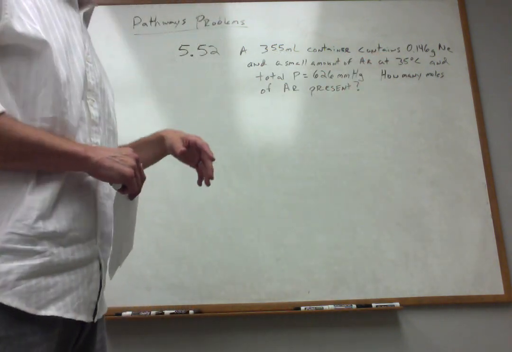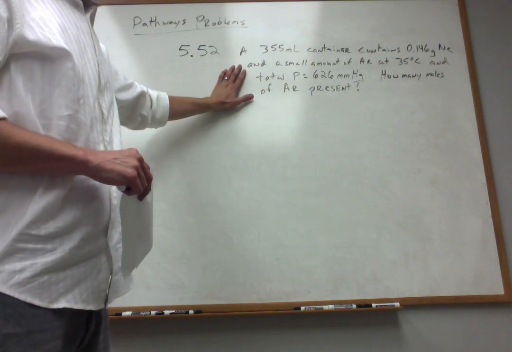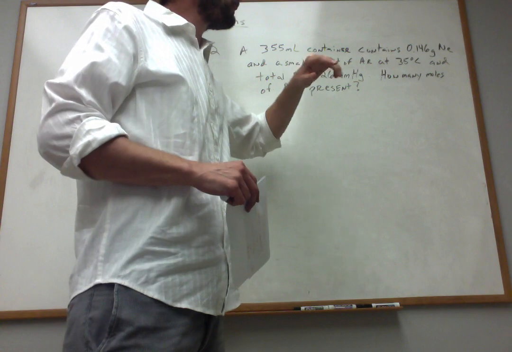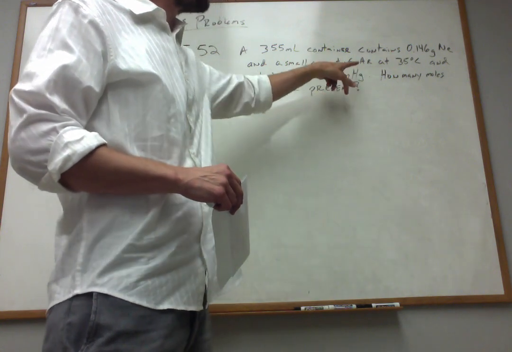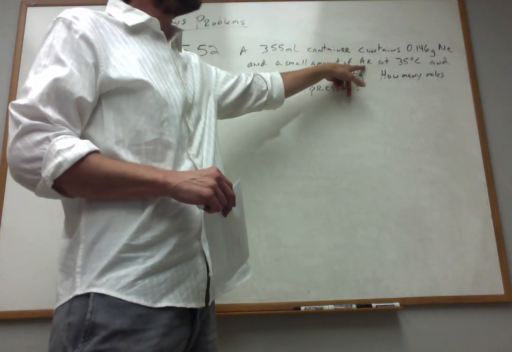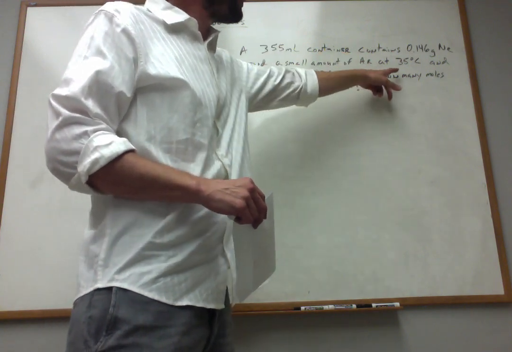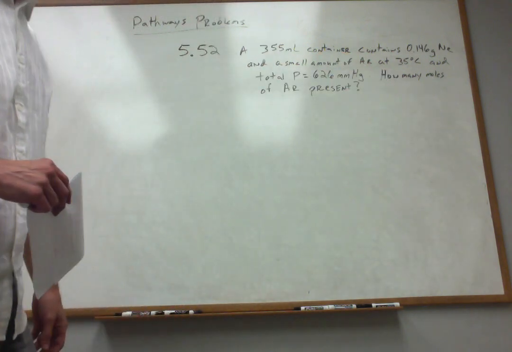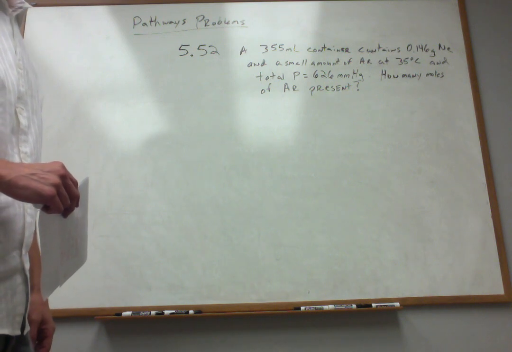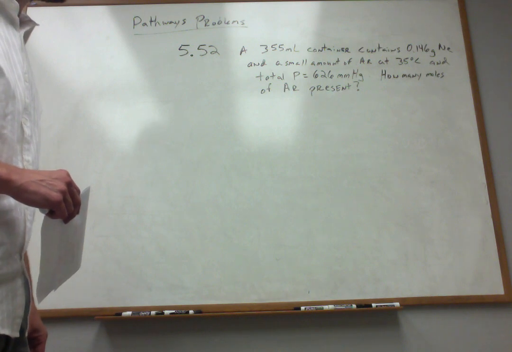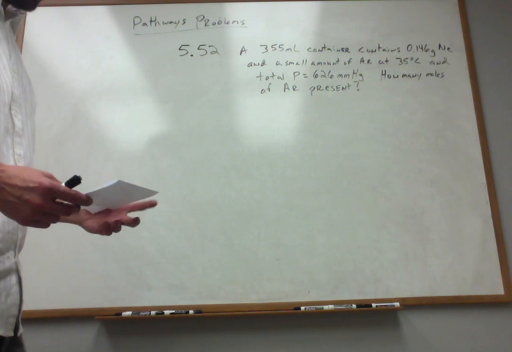It's fancy chemistry language, right? And also we've added a small amount of a different gas here, so argon. So we're mixing the neon and the argon. Now we're not told how much argon we added. That's actually what we're going to be finding. But we do know the temperature of the flask is 35 degrees Celsius. The total pressure is 626 millimeters of mercury. How many moles of the argon must be present?